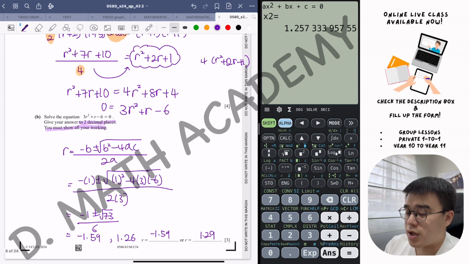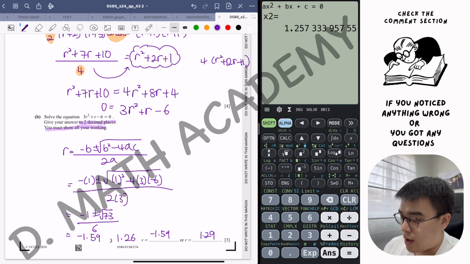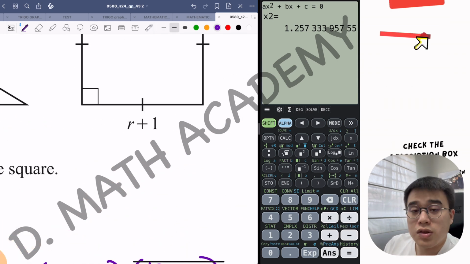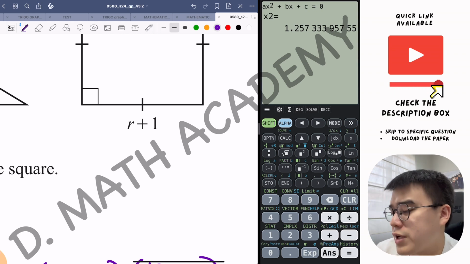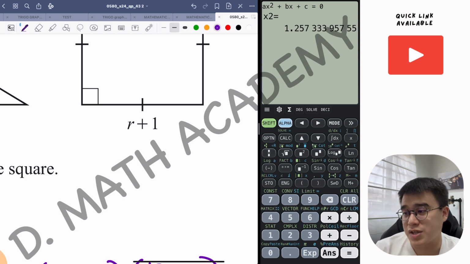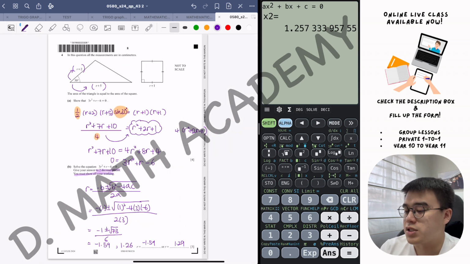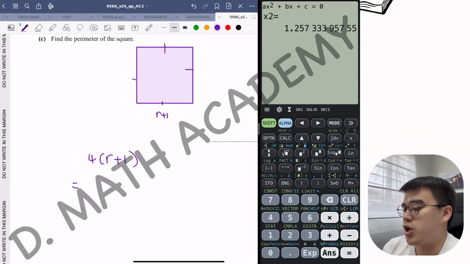The only one that you can actually use is 1.29, because if you were to attempt to use the negative 1.59, when you substitute it into here, you come to a realization that you will get negative results, which is wrong. We never have negative answers for measurements.